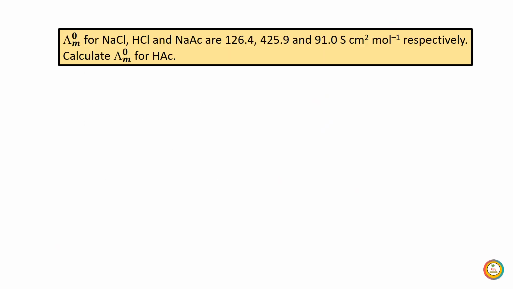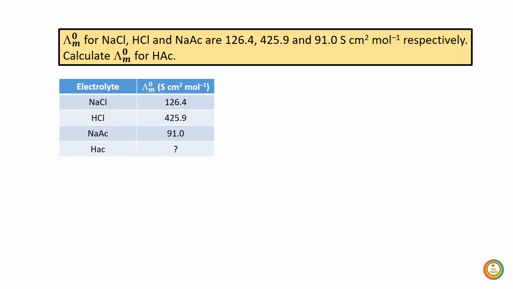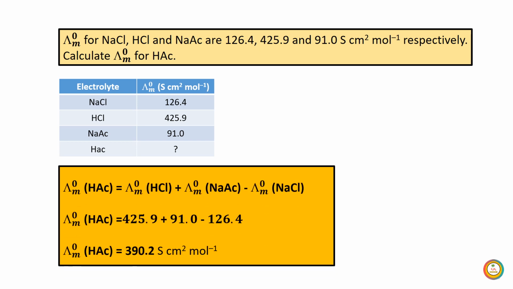With the help of a numerical, we try to understand more. Lambda m naught for NaCl, HCl and sodium acetate are respectively given. Calculate the lambda m naught for acetic acid. So we arrange all the values in a tabular form. These are the values. Recently we derived this formula. When we put the values in this formula, we get the lambda m naught for acetic acid as 390.2 Siemens centimeter square mole inverse.